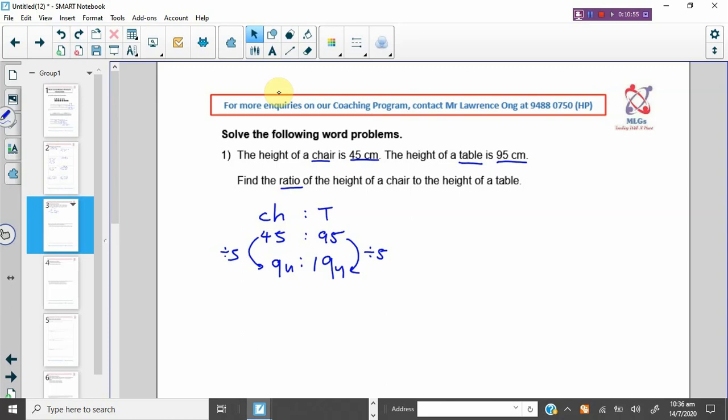So what's the ratio of the height of the chair to the table? You have to write the ratio in the correct order. What comes first is the chair, then the table. 9 is to 19. So that is your ratio in, of course, the simplest form. Okay, so this is important. When you simplify the ratio, it doesn't mean the chair is now 9 cm. It just means that the chair is now 9 units and the table is now 19 units. So it is a representation, right? It represents the height of the chair and the height of the table. Okay, let's look at one more example.